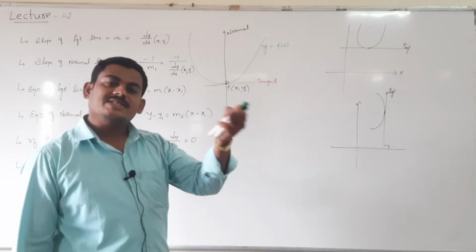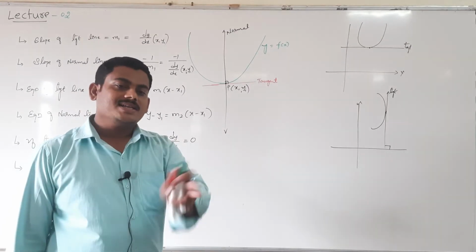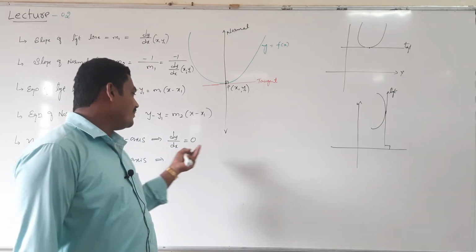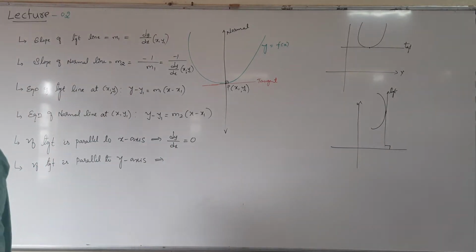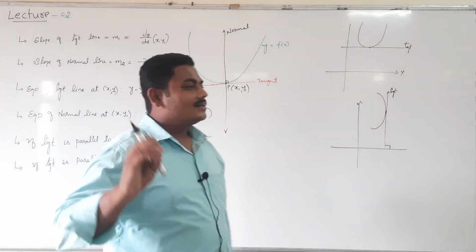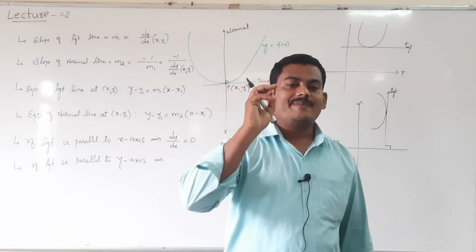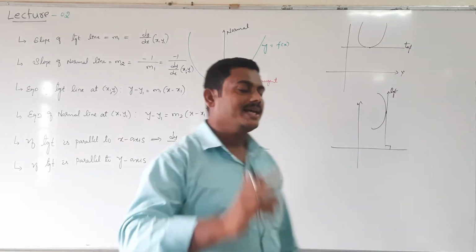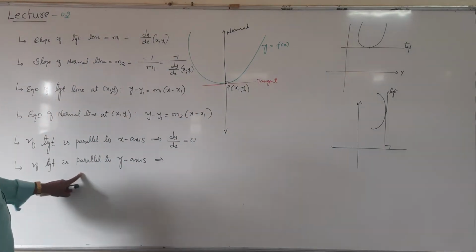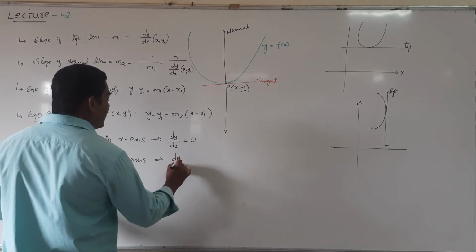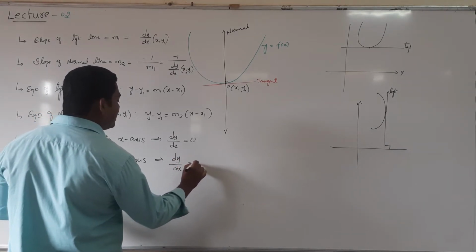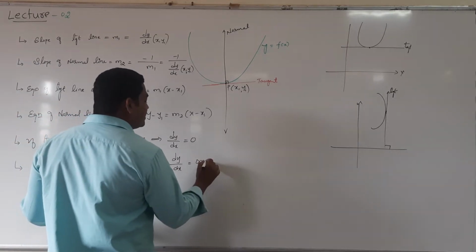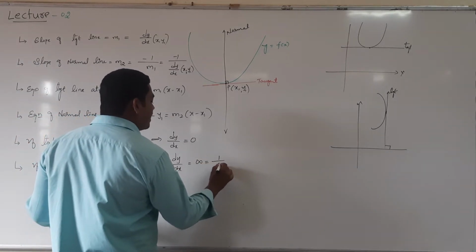Perpendicular to the x-axis means inclination is 90 degrees. Once inclination is 90 degrees, then what is its slope? Slope is not defined. Slope not defined means dy by dx not defined. In this chapter, dy by dx is nothing but the slope of the tangent line. If the tangent is parallel to the y-axis, then dy by dx is not defined. Not defined means infinity. Infinity is nothing but 1 divided by 0.